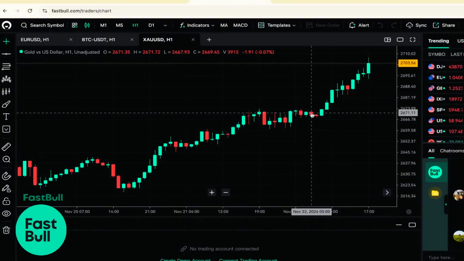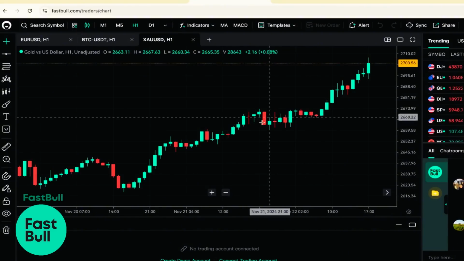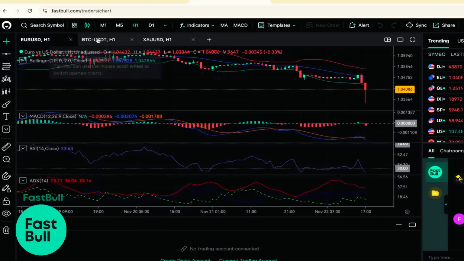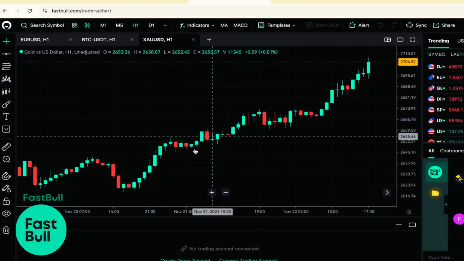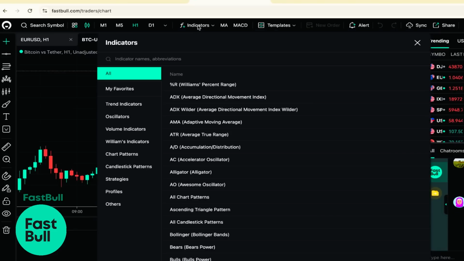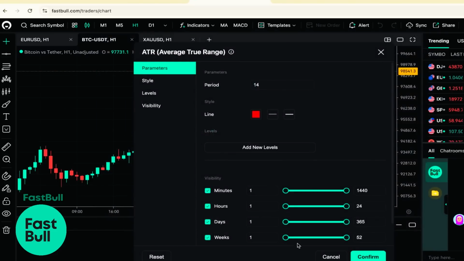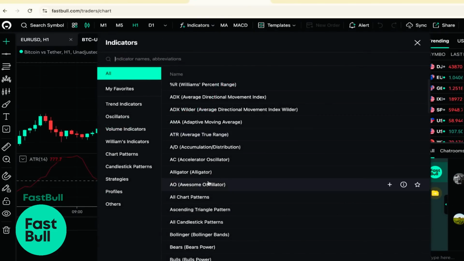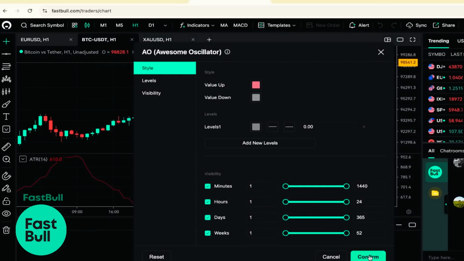Any asset that you need its price chart, you can simply have them here on different tabs. And the good point is that you can have different indicators on different tabs. And for each chart, again, you can add up to 64 indicators at the same time. So for example, if for Bitcoin you need to have ATR on your chart, you can add it to your price chart. Or another indicator, for example, you also need awesome oscillator. You can add this indicator too.